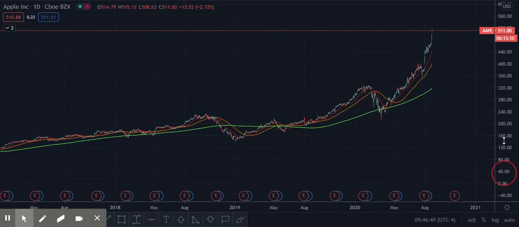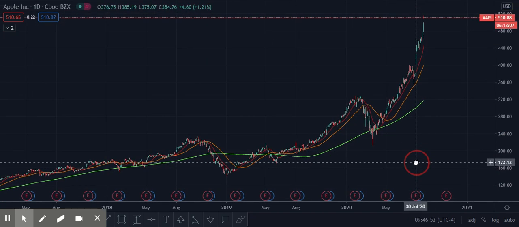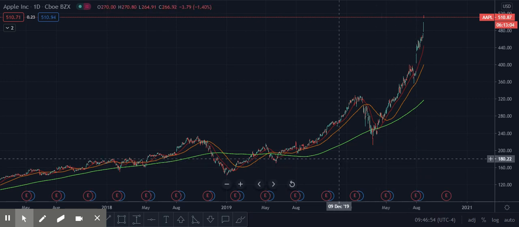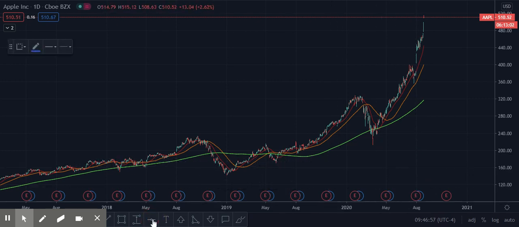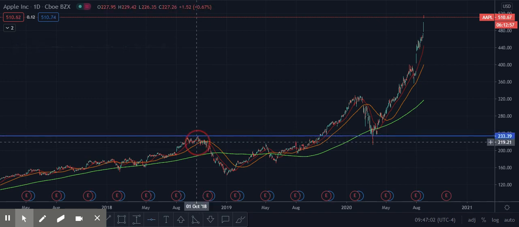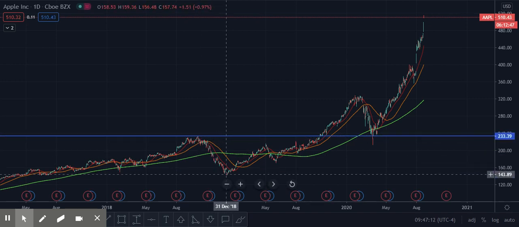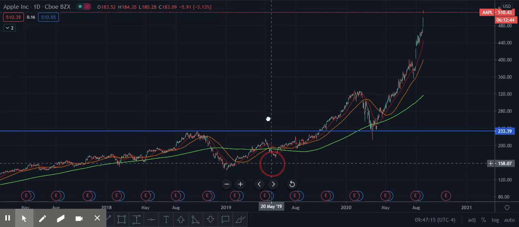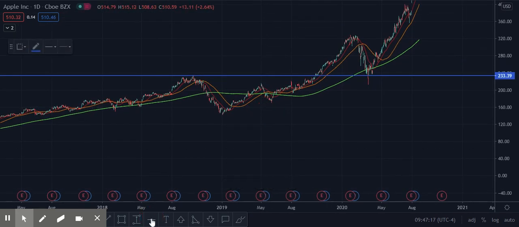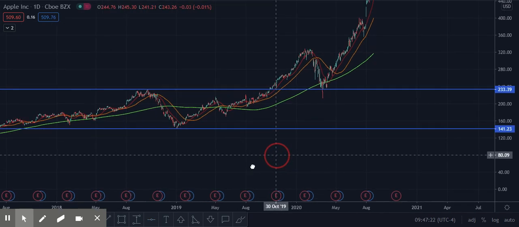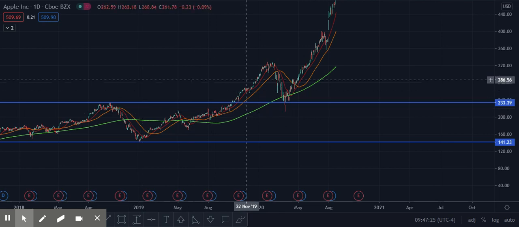Well, one of the few things we can do is go back and plot areas where price created market structure, such as right here. We had an all-time new high here in October of 2018, and then we had a massive sell-off. So we know that this could be a good support level as well. All right, let's move on.